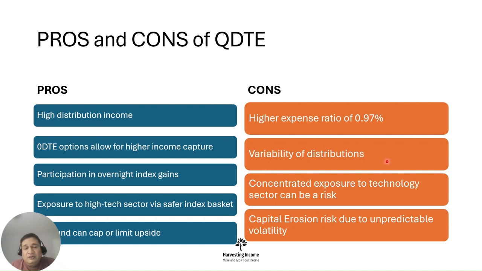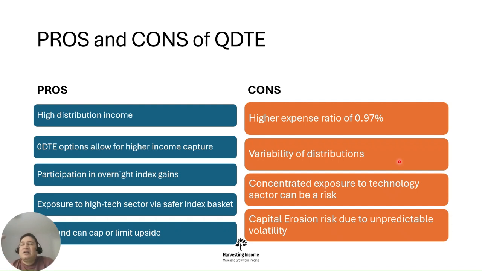And variability of distributions. This is an important point I mentioned before, but I just want to emphasize again. Weekly dividend doesn't mean the dividends are going to be high. Dividends can be low, and dividends can be drastically reduced, or it could be stagnant, or it can be lowered pretty much anytime. So that's something you need to be prepared for. So if you're expecting that you're going to get a certain amount of dividends, I don't think it works like that, because these funds distribute based on the amount of premium they earn.